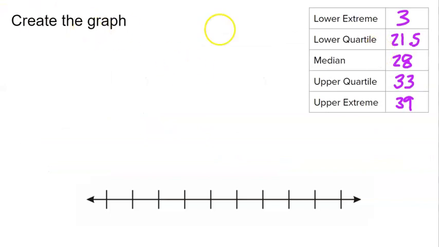All right, so now we're going to create the graph. We are going to start by putting numbers on our number line. And I'm going to count by 5s because counting by 1s, we're not going to have enough space to do that. So 5 is a good number to count by in this situation.